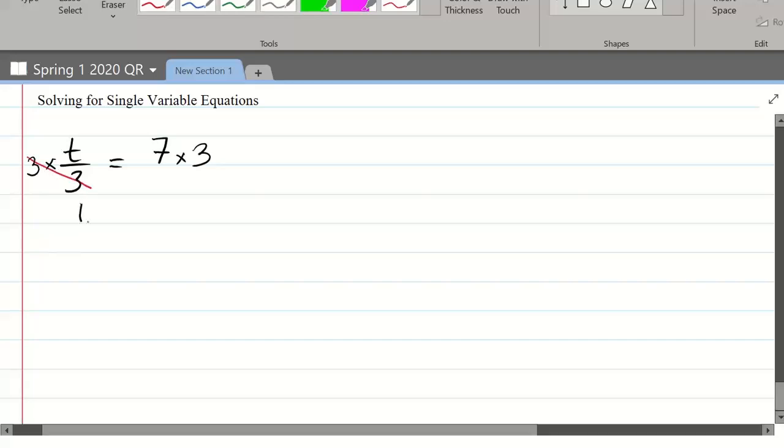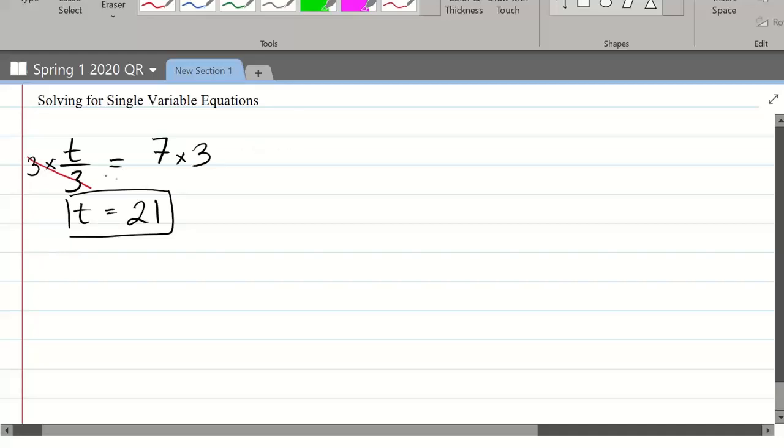We're left with t is equal to 7 times 3. Remember, if you do it on one side, you have to do it to the other side as well. 7 times 3 gives us 21. So that would be our answer, right? So we're going to go over a couple more examples on the notebook. This is not definitely from the PDF, but I want you guys getting a better understanding.